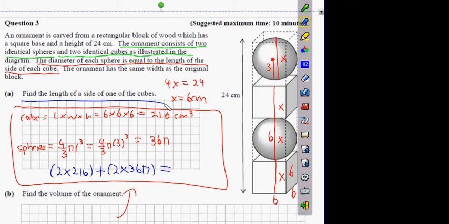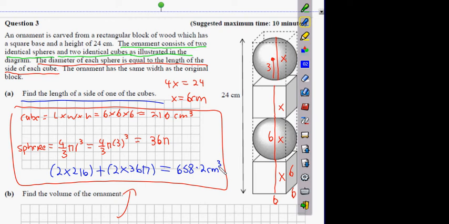Anybody tell? 658.2 centimeters cubed. 658.2. How many people got that roughly? A couple of you got it. That's pretty good. The rest of you know where you went wrong?